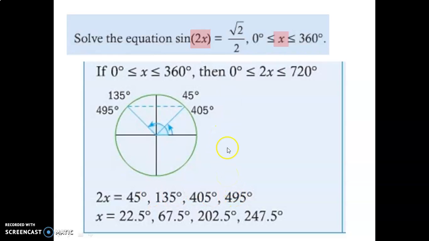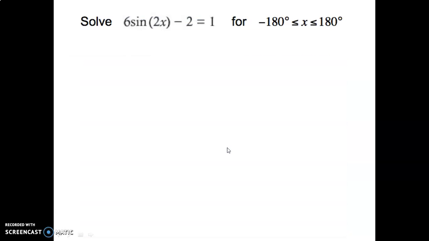Important to understand how this works. Take a close look, pause if you need to. Okay, let's look at another one like that. See if you can solve this one without me showing you anything. Let's see if you can figure it out. Let's see what you came up with.